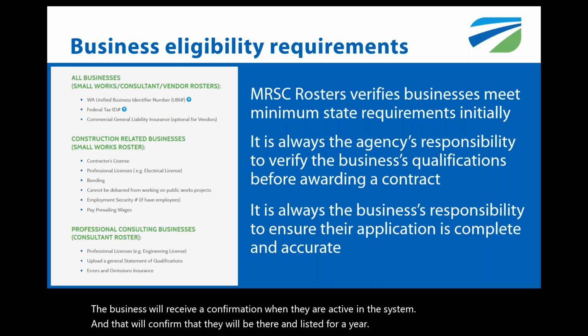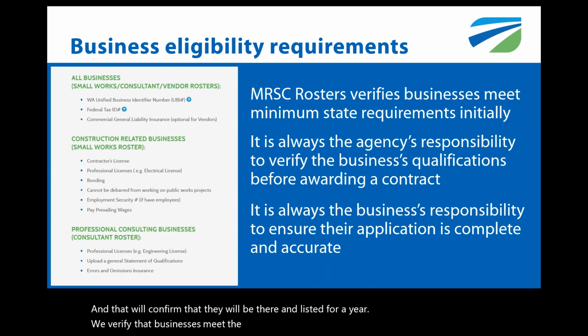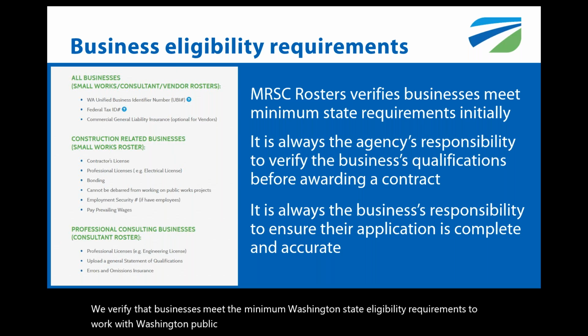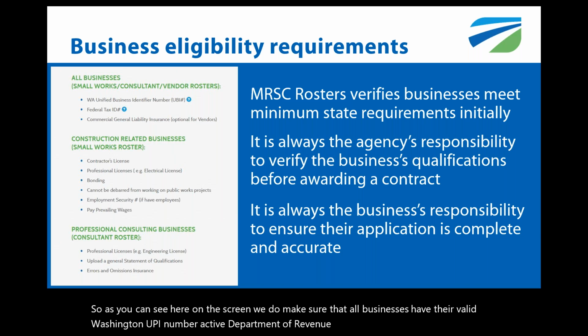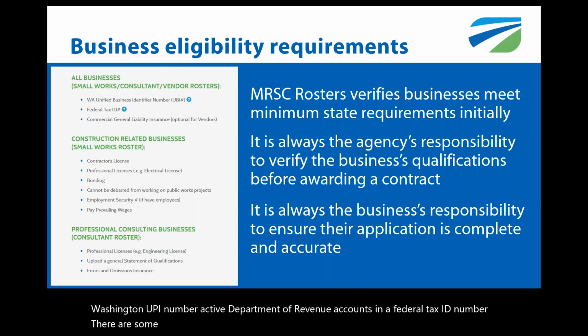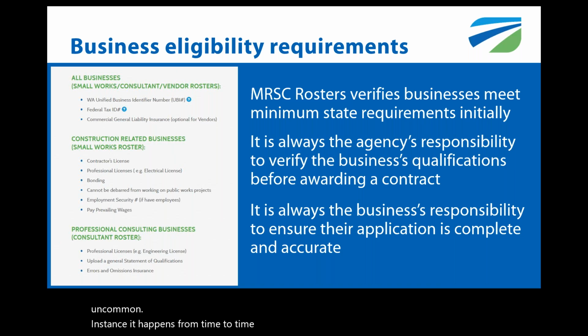We verify that businesses meet the minimum Washington state eligibility requirements to work with Washington public agencies. So as you can see here on the screen, we do make sure that all businesses have their valid Washington UBI number, active Department of Revenue account, and a federal tax ID number. There are some exceptions if a business is an out-of-state vendor, though that's an uncommon instance. It happens from time to time, so that is something to note.